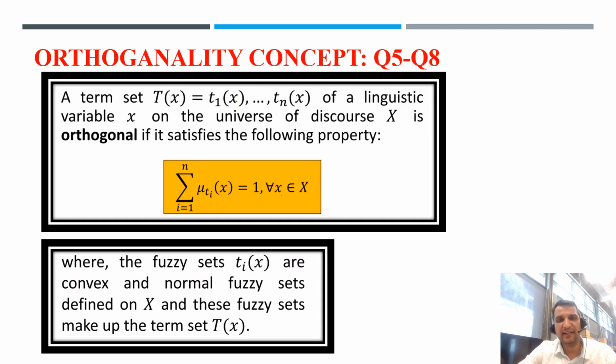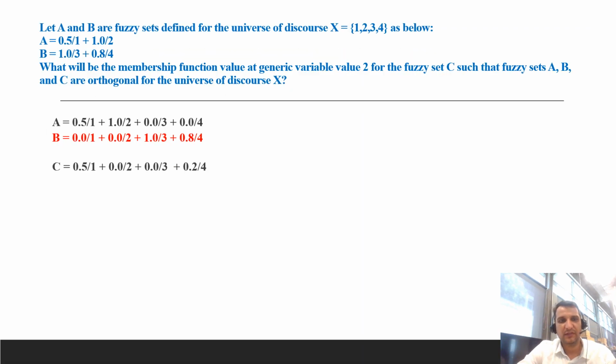The orthogonality concept, questions 5 to 8, are of similar type. In orthogonality, when we sum all the membership values, the value must be equal to 1. We are given fuzzy set A and fuzzy set B. Now what will be the membership function value at generic variable 2 for the fuzzy set C? So we have to create a fuzzy set C. This is fuzzy set A and fuzzy set B, which are given to us. The values are 1 and 2, but in the fuzzy set they are 3 and 4.